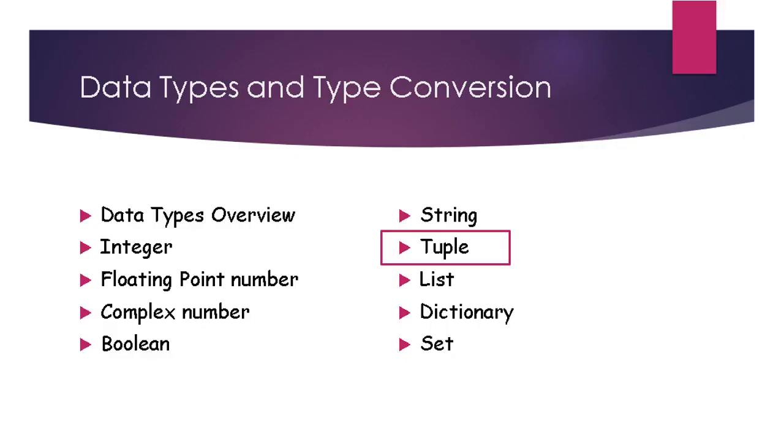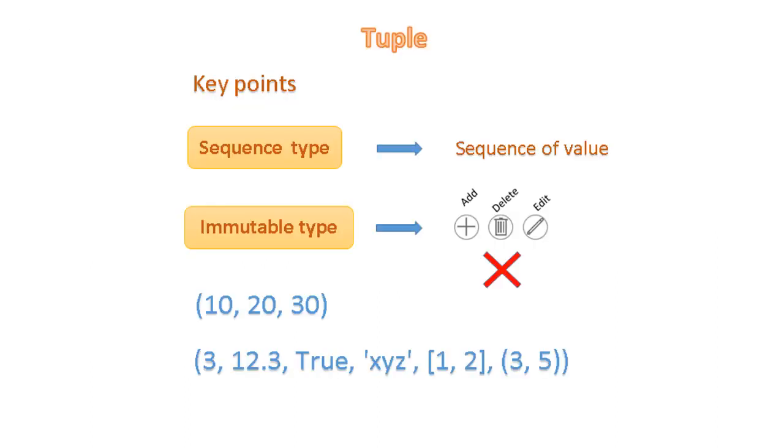This is the 7th topic in data types and type conversion. Key points about tuple. Tuple is a sequence data type. Tuple is an immutable type, that is, data cannot be modified. Tuple is a collection of elements separated by comma enclosed inside a round bracket. Tuple may hold different types of values such as integer, float, Boolean, string, list, tuple, etc.